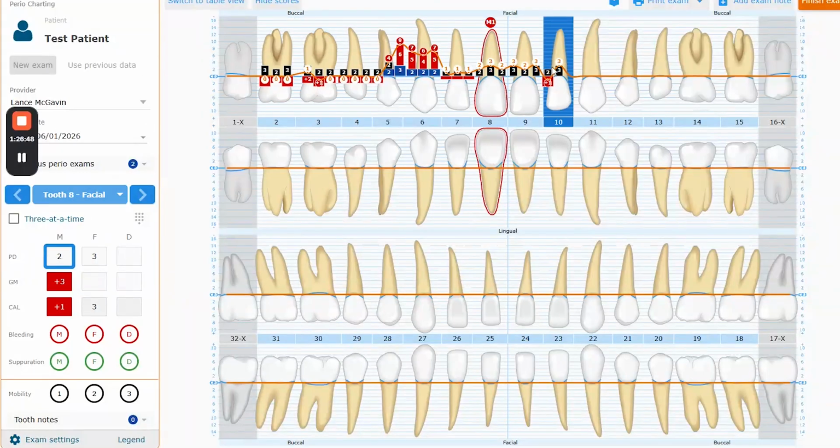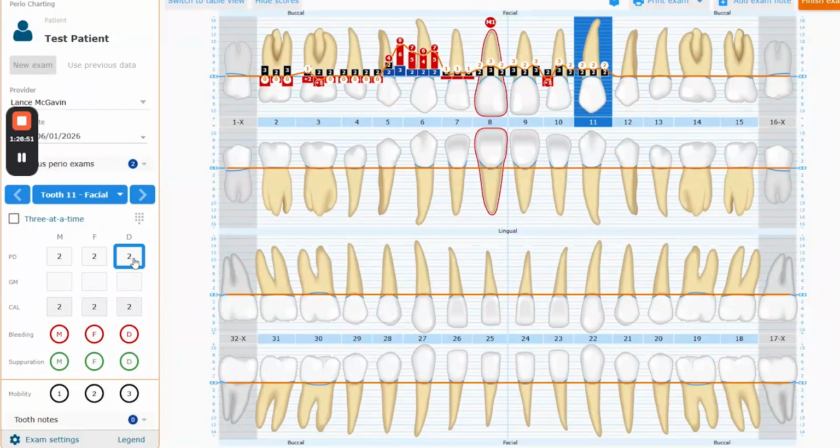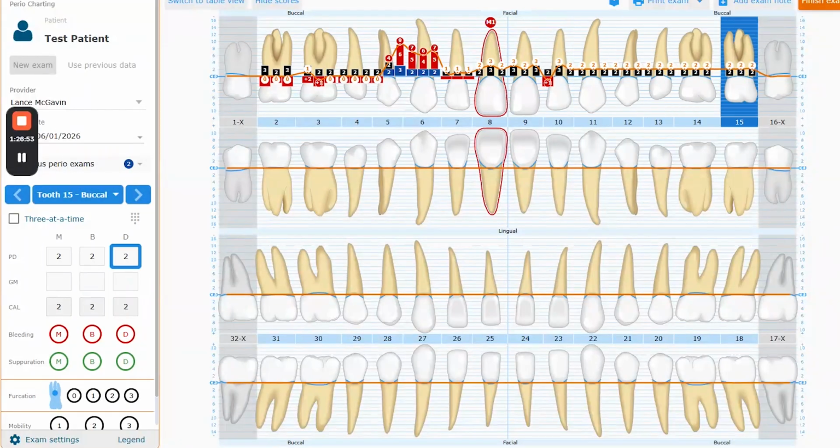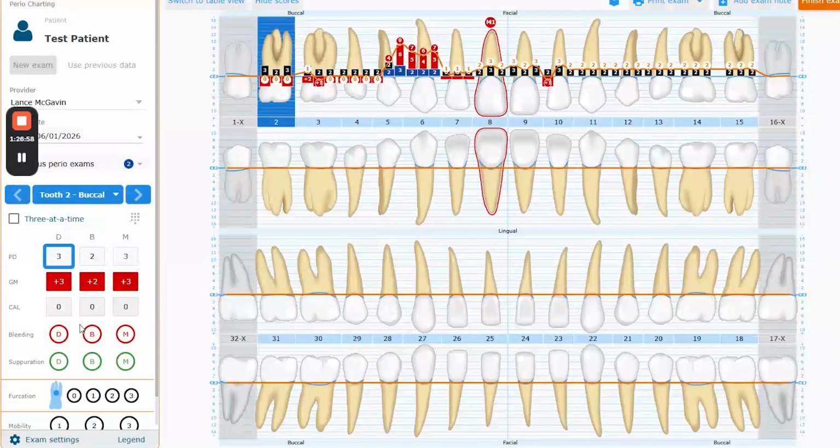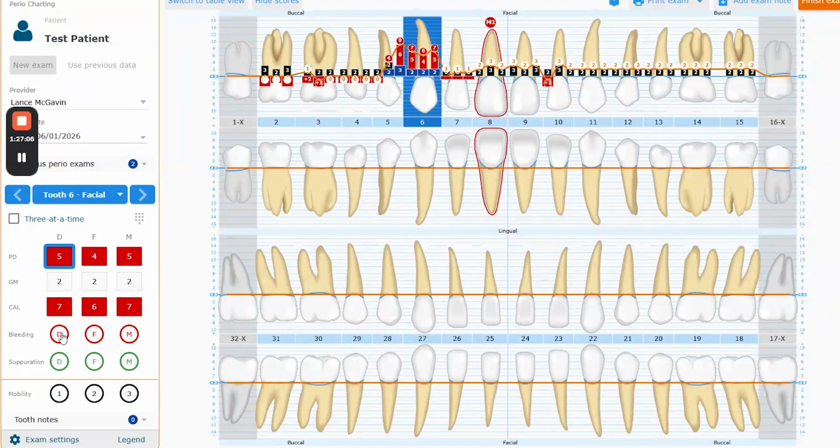So if we're still on our probing depths, what I would do is when I get to this other side, I'm going to visually glance back at everything. And I'm going to come back here and say, all right, 2 distal bleeding, buccal, mesial, 6, all 3 points. It's going to put a B here. And then if there's any suppuration, if there's any pus coming out, you see yellow fluid coming out of that sulcus, you're going to mark that as well. Suppuration.